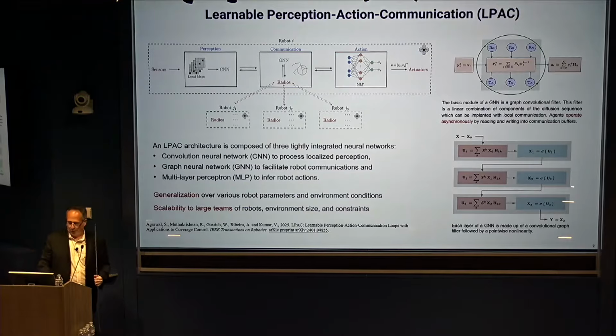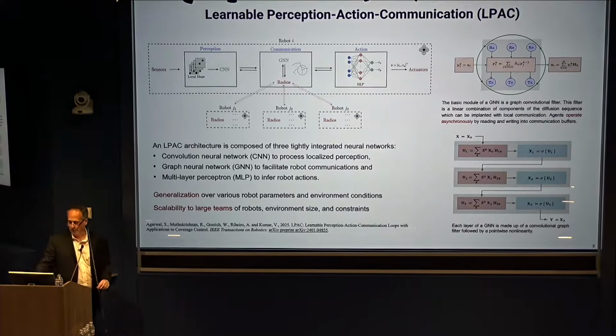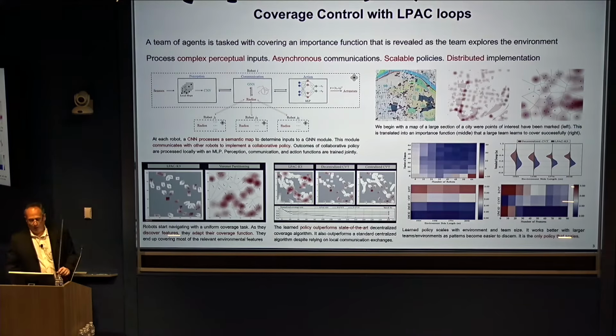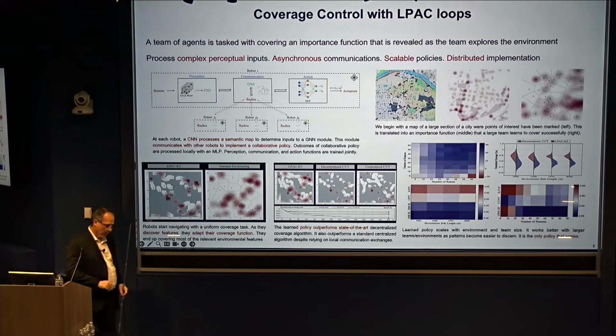And because we want to deploy this in practice, we're going to use perception inputs that are being processed with a CNN, and the output of the GNN we are going to post-process with some action neural network. Now, the kind of problems on which we apply this are something like this. Here, this is a campus, this is a map of Penn's campus.